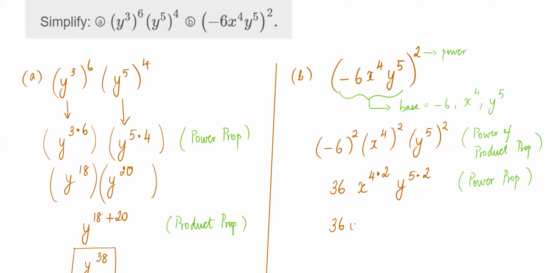Okay, so 36 x, 4 times 2 is 8, 5 times 2 is 10. So it's 36 x power 8, y power 10, which is our final answer.